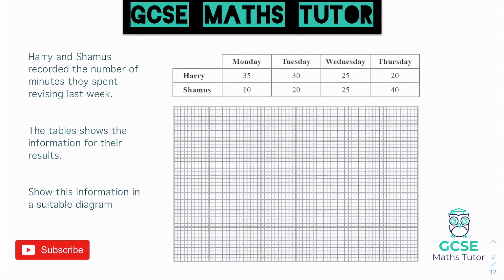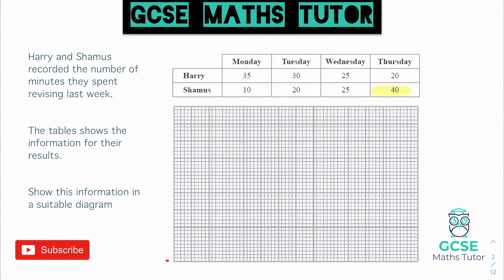Now, regardless of which option we're going to go for, we're going to have to scale the axes. And when it comes to one of these, I'd probably draw a dual bar chart where we have the bars next to each other. So if we have a look at the information and identify which one of those is our largest number, that is 40. So we're going to need to go up to at least 40 on the left hand side.